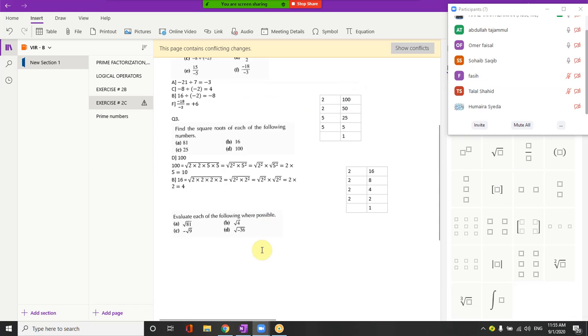Okay, guys, in this question we need to find the square root of these values where possible. Starting from the square root of 81, in order to find the square root, we need to find the prime factors of the value. So right now we have 81 and we need to find its prime factors.